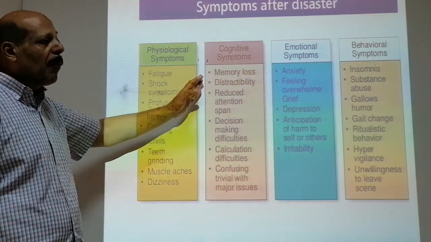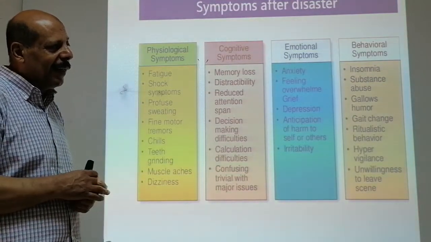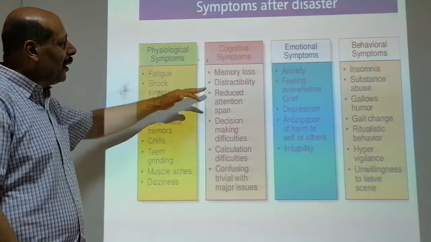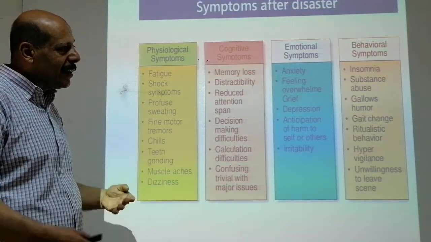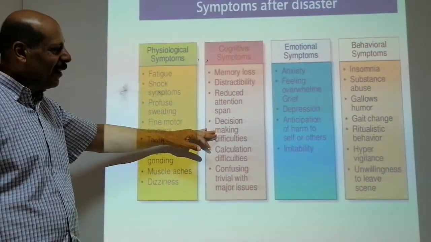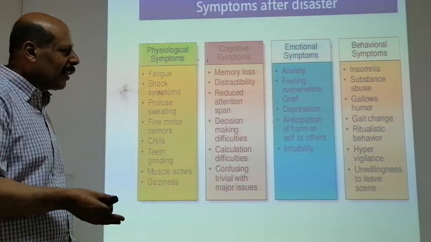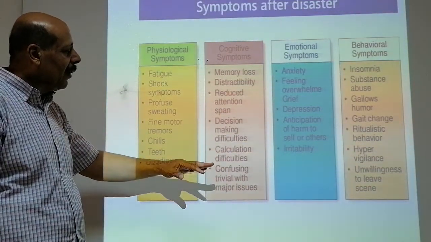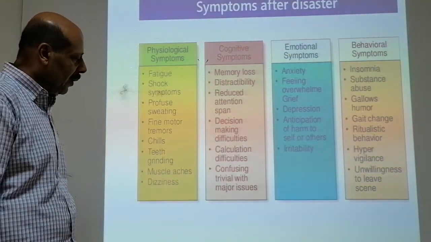Cognitive symptoms: memory loss, either due to the event itself or due to trauma. Distractibility, so the person is distractible and he cannot concentrate. Reduced attention span to others. Decision making also difficult. He is unable to take the proper decision. Calculation also difficult. Confusion, trouble with a major issue.